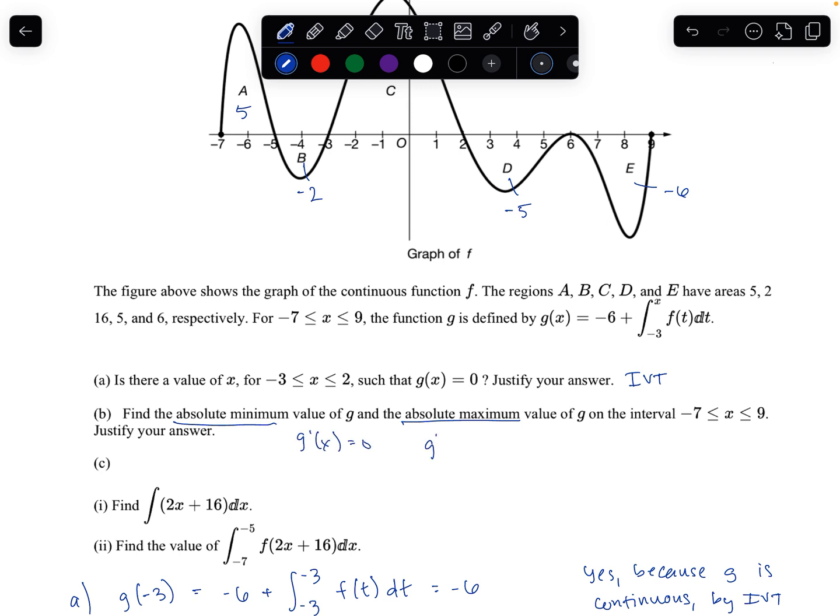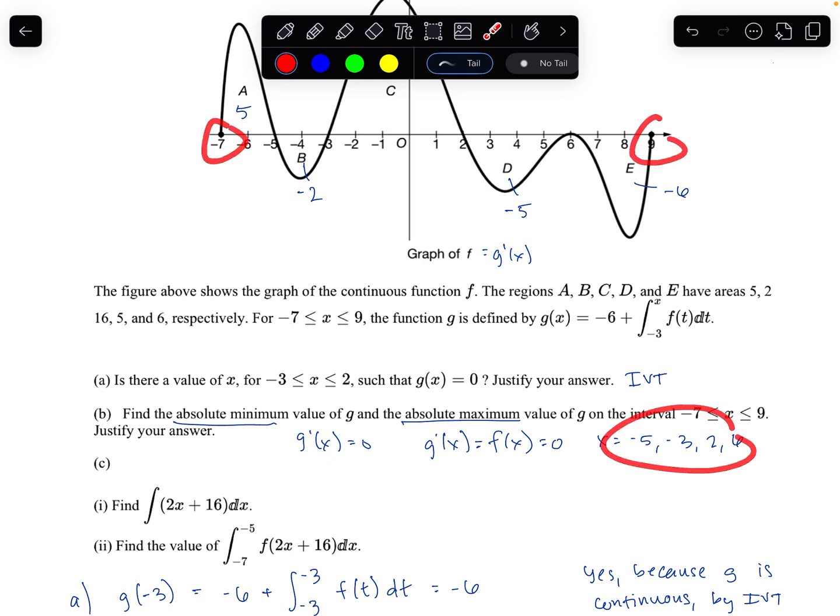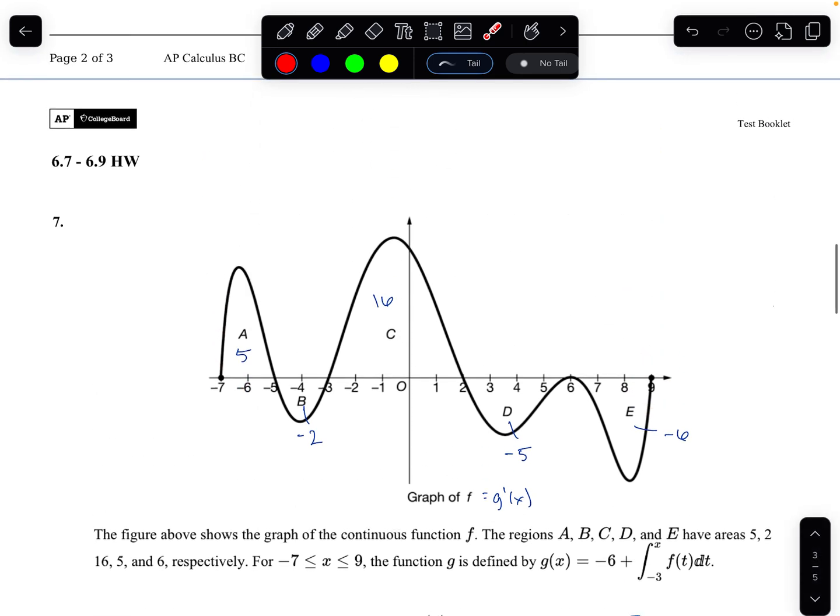So let's take the derivative of this. The derivative of -6 is 0, and the derivative of this, because it's already an integral, is just going to be f of x. So you can see here that g prime of x is equal to f of x. So this is the graph of g prime of x. And so that means that I just need critical points. When that equals 0, that's going to be at x equals -5, -3, 2, and 6. So these are the critical points, and we have our endpoints. So we've got to make a table. This is kind of going to be, not going to lie, an unpleasant part of all this.